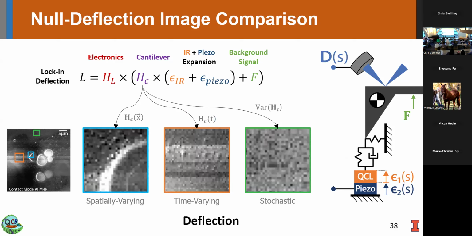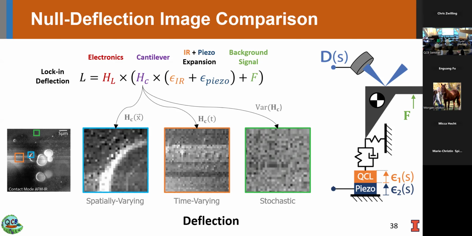So here we show an example comparison between the AFMIR technique and null deflection. This is early data taken long ago of a 2-phase polymer, and it's the absorption band of these beads here. This image is nice because it shows all 3 of the response effects that can happen while imaging in multiple different areas of this image.